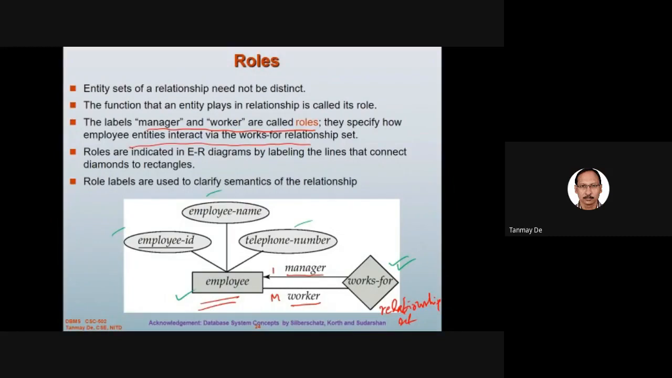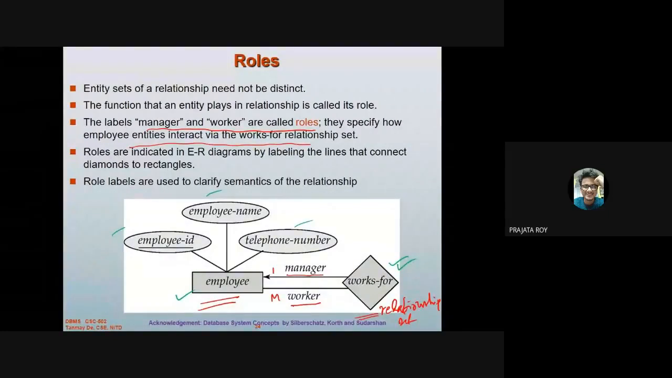Some of the entities in the employee entity set have the role of manager, and some of the employees in that entity set have the role of worker. How can we represent that? This can be represented via the works-for relationship set, and the role is labeled on the connection line. And also you can see here it is many to one or one to many. Do you have any question?